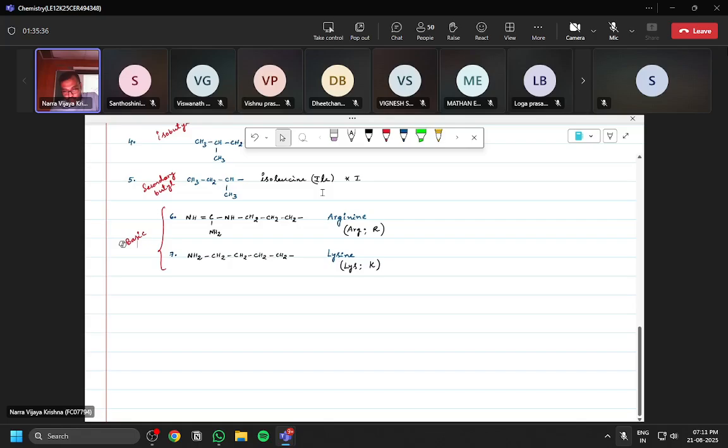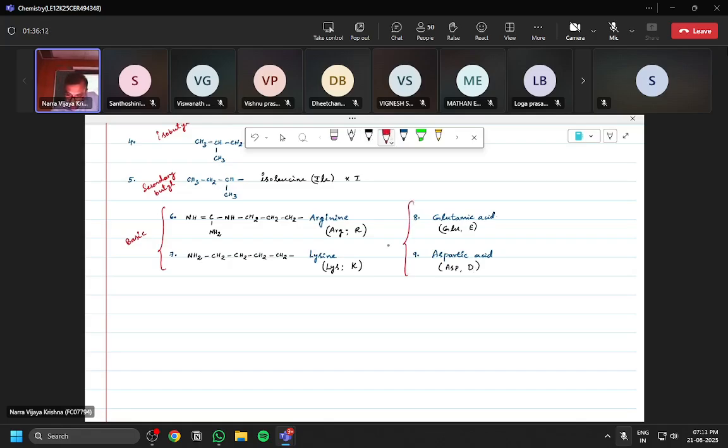Remember them as one more group. These two as one group. 8th and 9th. You consider them as another group. Glutamic acid, aspartic acid. Glutamic acid, aspartic acid. GLU, single letter symbol is E. Aspartic acid, ASP, single letter symbol is D.